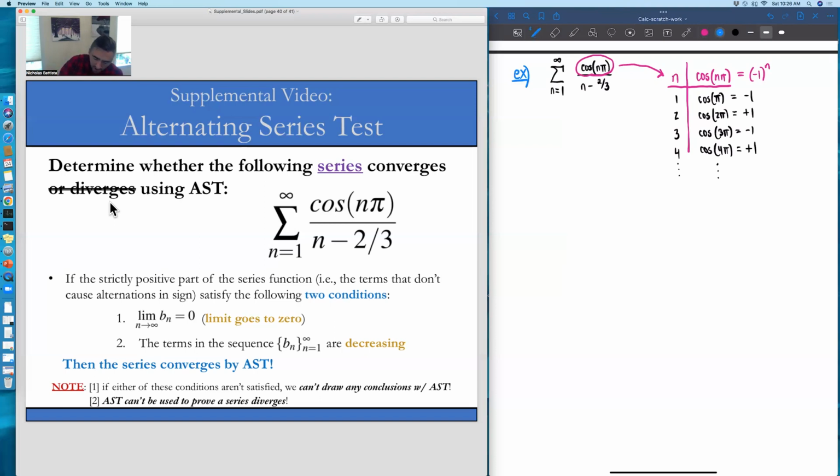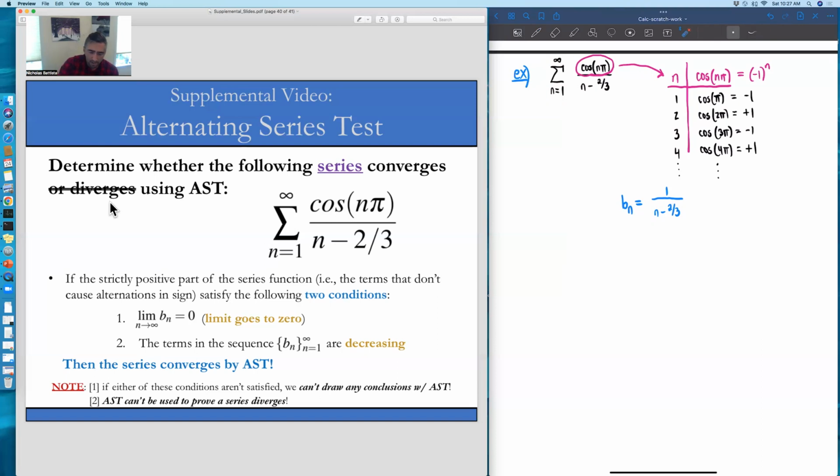So for an alternating series, the next thing we do is try to pick out the positive terms in the series, as in the terms that are not causing any alternations in sign. In this case, it's going to be all the remaining terms. So we have 1 over n minus 2/3. We should also check this denominator so we're not getting any alternations in sign from it. For this series, we're starting from n equals 1 and going to infinity. If n equals 1, that denominator is still positive. If n is 2, the denominator is positive. So it looks like this b_n term will always be strictly positive when n is greater than or equal to 1.